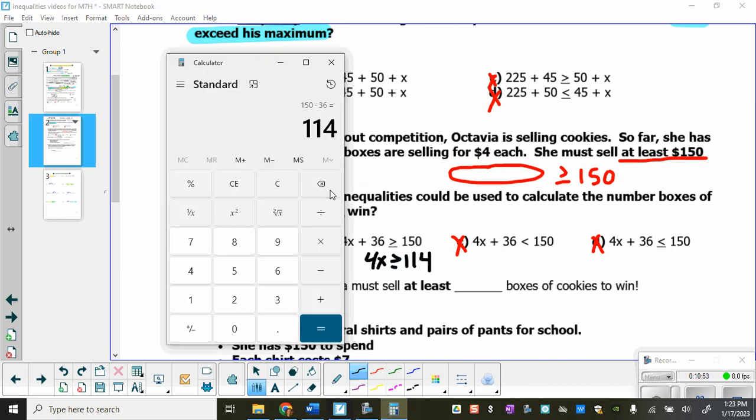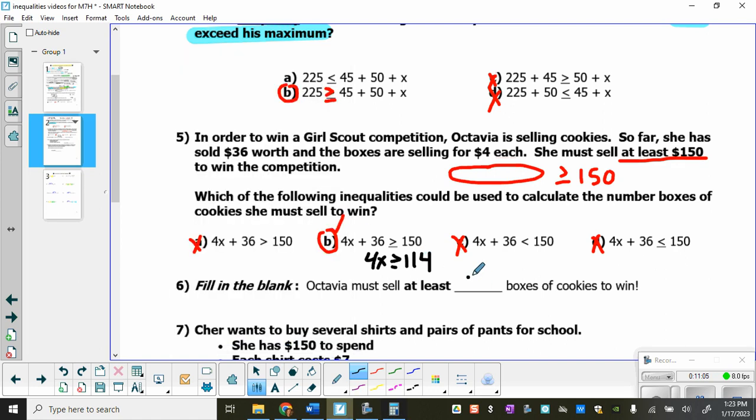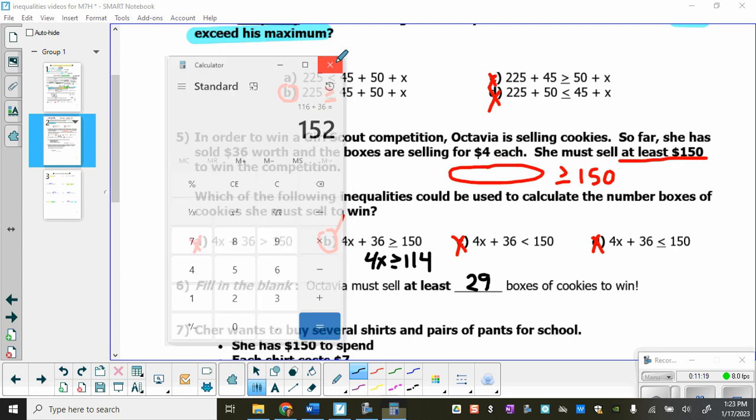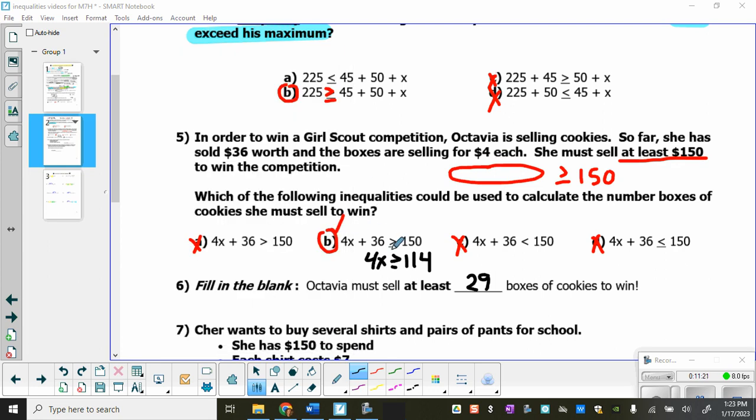So now let's divide this by 4. And we get a decimal. So if she were to sell 28 boxes, let's do 28 boxes. That's not enough money. So she needs to sell at least 29 full boxes, because if it's 29 boxes at $4 each, she'll have earned 116, plus the 36 she's already earned. That puts her above 150. So again, we picked the inequality, and when we solve it, we rounded the decimal up because she would need to sell at least 29 full boxes to win.